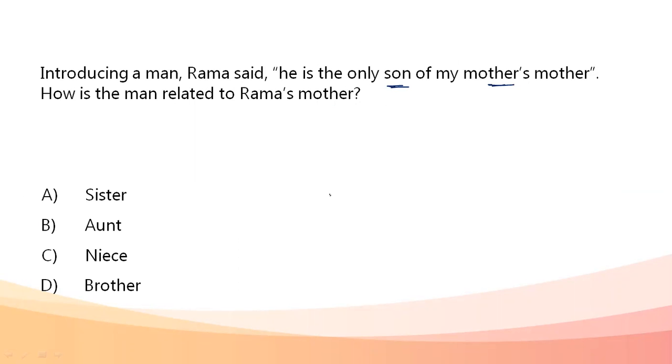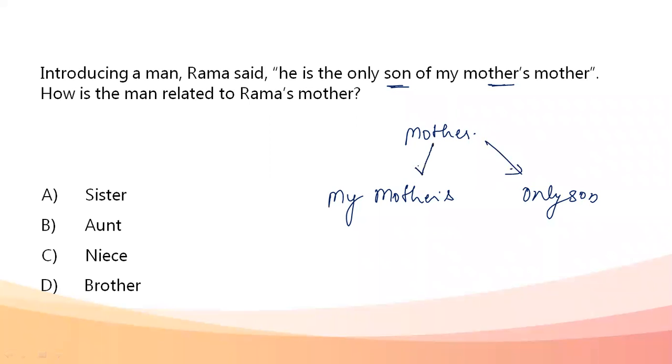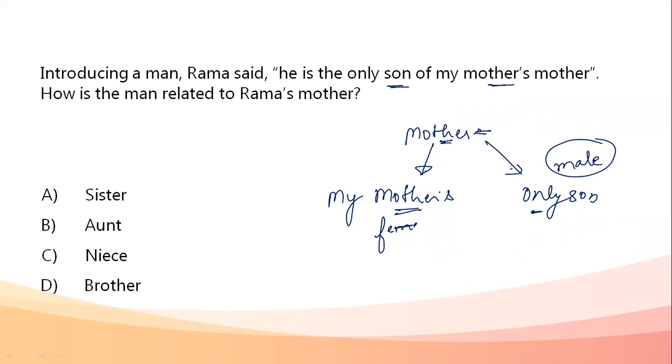So my mother's mother is having only one son. But if it is my mother's mother, that means this person is also a child of the mother. But there is only one male child that the mother is having, and the other child is a female. Which means these two people are siblings, brother and sister. So how is the man related to Rama's mother? This man is Rama's mother's brother.